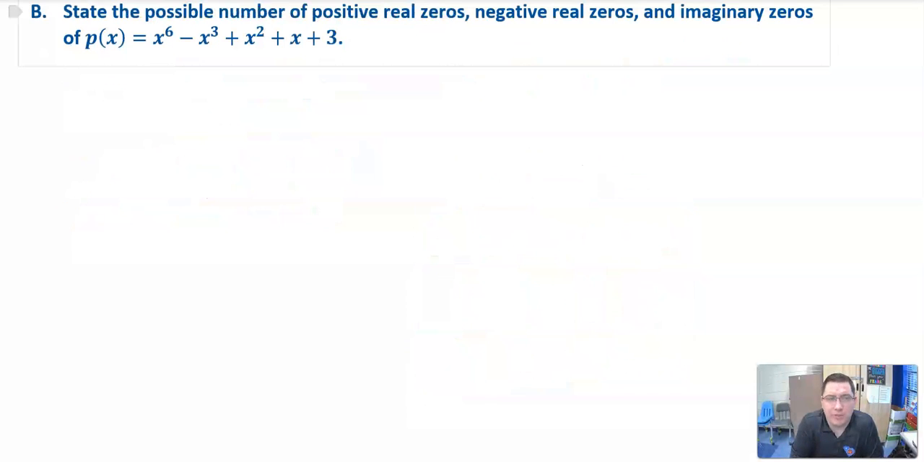So in example B, we've got p of x is equal to x to the 6th minus x cubed plus x squared plus x plus 3. So I want you to pause the video and figure out how many positive real zeros we're going to have in this problem. So let's just do positive first. Pause the video here and let's look at those.